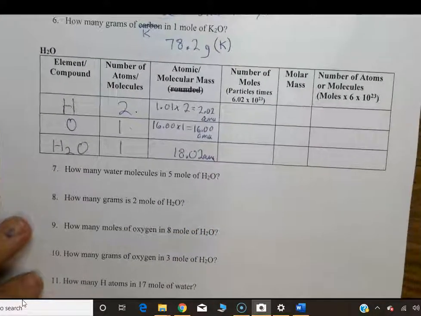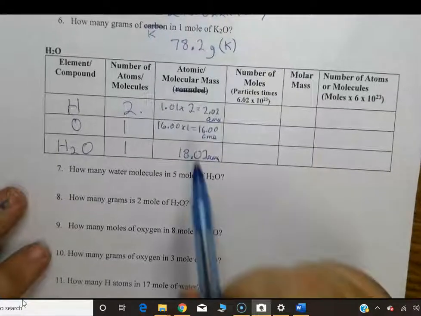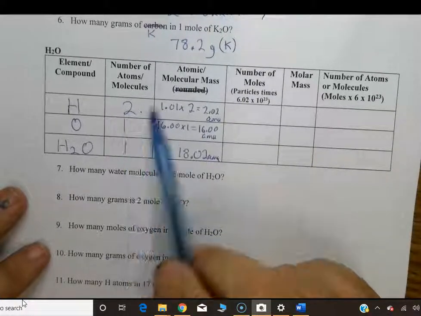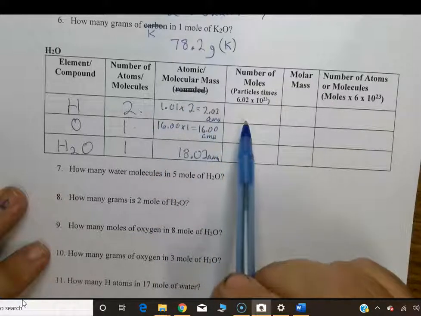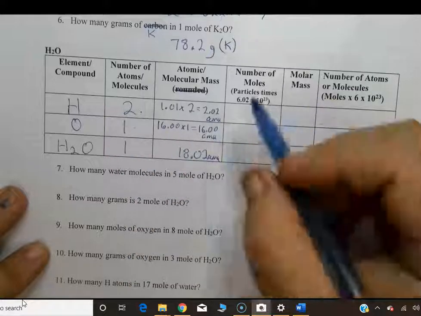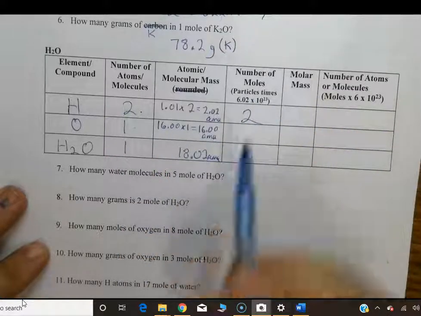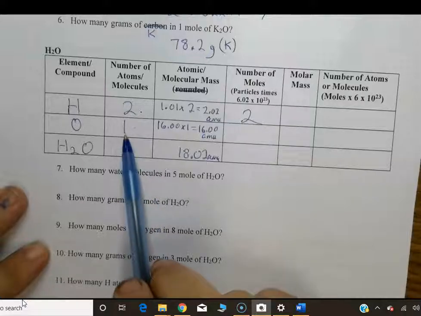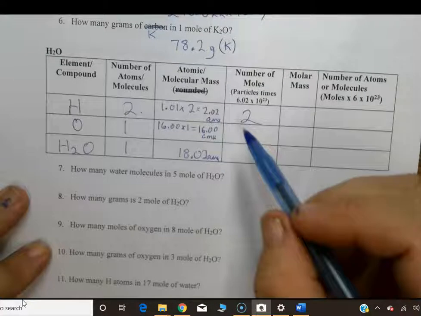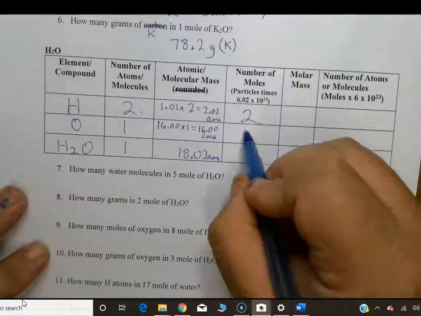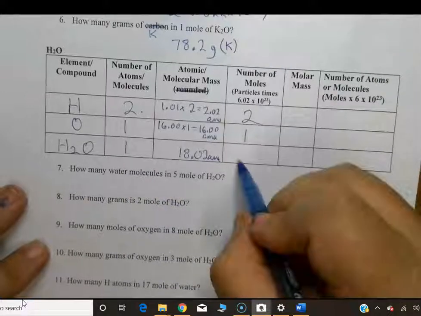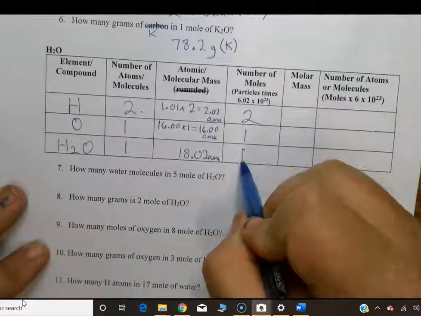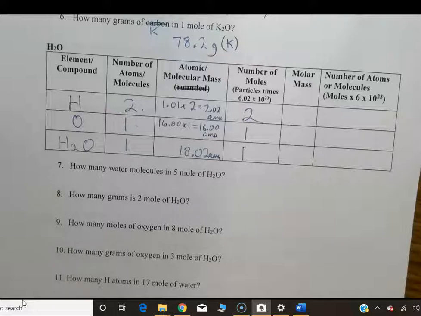Okay. All right. Now, number of moles. Well, all we're doing is we're taking our 2 atoms of hydrogen, multiplying it by 6.022 times 10 to the 23rd, and that'll give us 2 moles of hydrogen. So we have 2 moles. Numbers always match up. We're taking 1 atom of oxygen, multiplying it by 6.022 times 10 to the 23rd. That gives us 1 mole of oxygen. And the same with water. 1 mole of water is going to be one molecule of water times a mole. It's going to give us 1 mole. All right, so there we go.